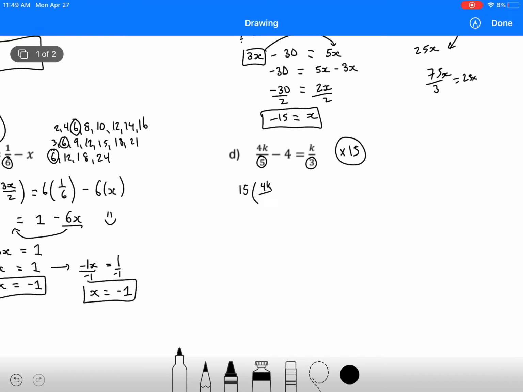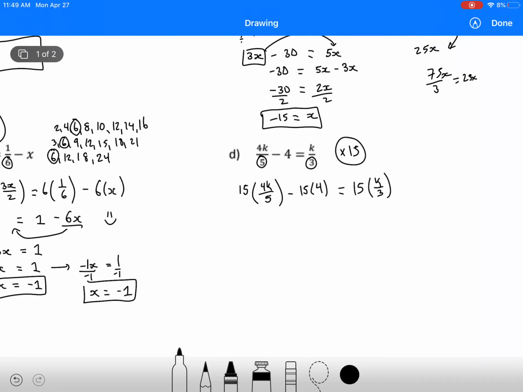We'll have 15 times 4k divided by 5, minus 15 times 4 equals 15 times k over 3. Again, same process. We'll do 15 divided by 5 here, which is 3, and 3 times 4k is 12k, minus 15 times 4, 60. And the last one, we have 15 times k over 3. We'll do that division. 15 divided by 3 is 5, so this will be 5k.